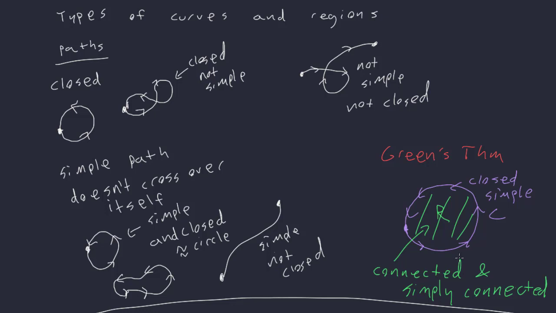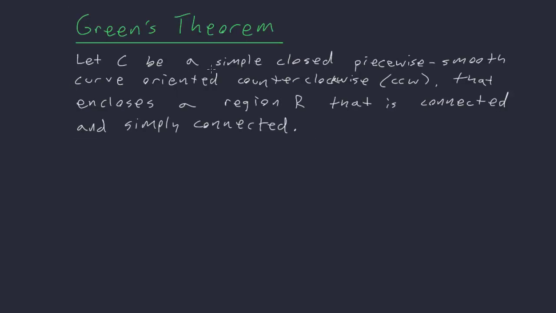Okay, so now that we've gotten this out of the way, let's talk about what Green's theorem actually says. To start Green's theorem, we let C be a simple, closed, piecewise smooth curve oriented counterclockwise that encloses a region R that is connected and simply connected.